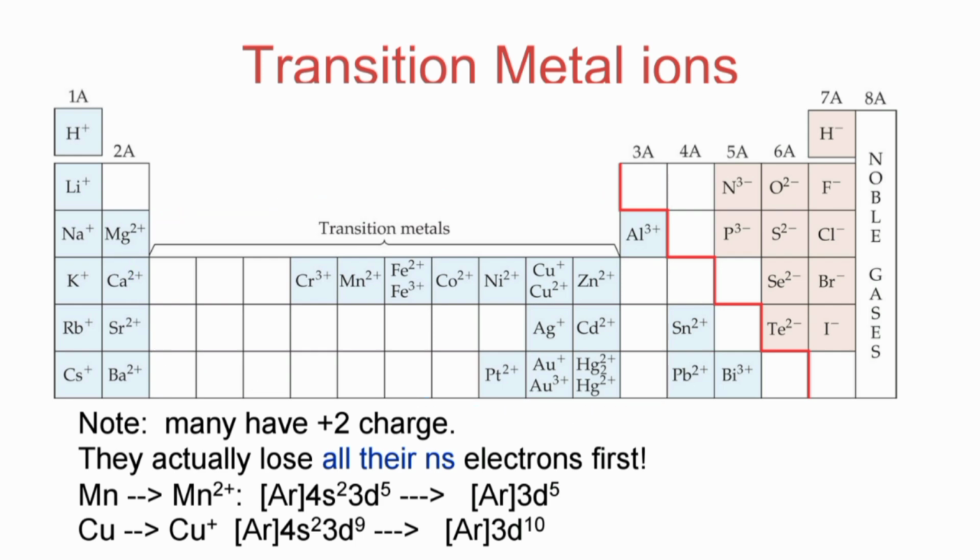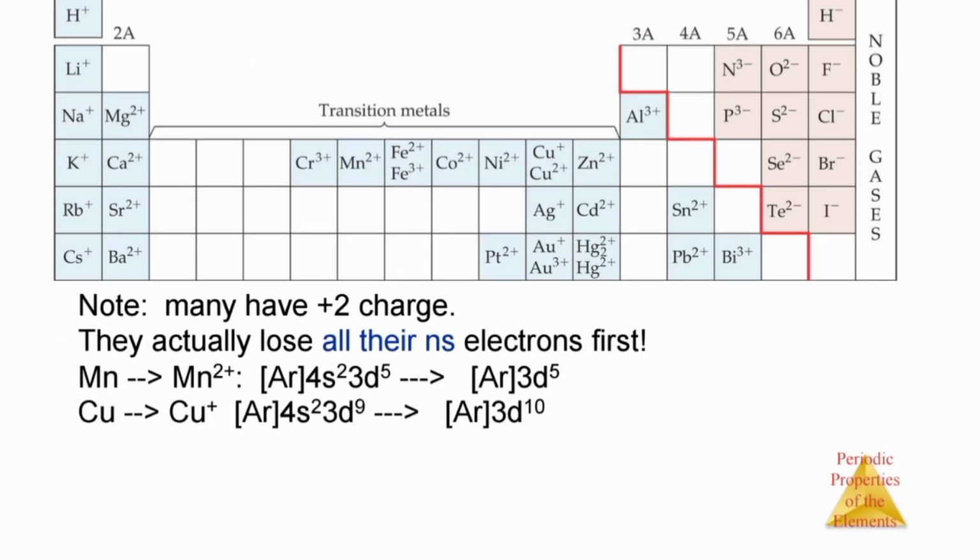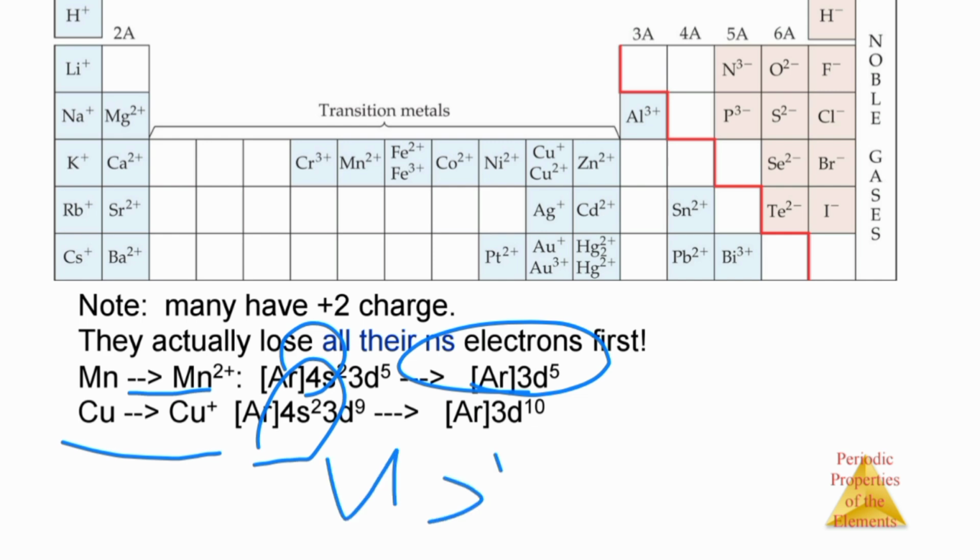They actually lose their ns electrons first, and then electrons from the d subshell. Manganese loses two electrons, Mn2+, from 4s. Copper loses one electron from s. This is 4s1 actually, 4s1 and 3d10. Okay, there was a mistake: 4s1 and 3d10.